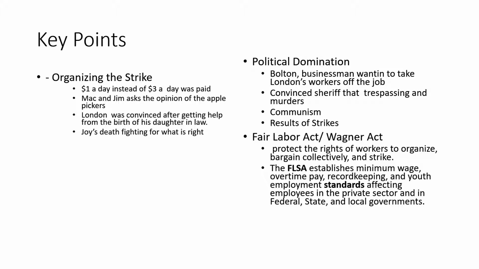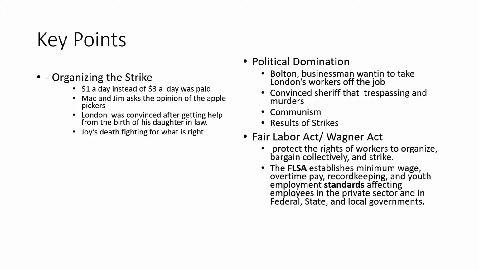After finding that out, Mac and Jim decided to go to the apple picking site and receive the opinions of the other workers, which led them to the idea of what to fight for in their strike. London was convinced about their idea of the strike after receiving their help in the birth of his daughter-in-law, Lisa. And because of Joy's death fighting for what is right, it convinced the pickers to become strikers fighting for their rights.